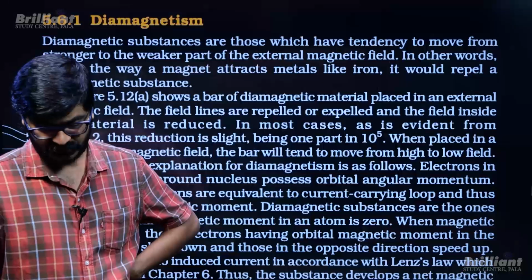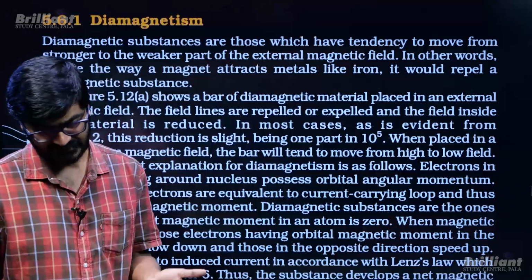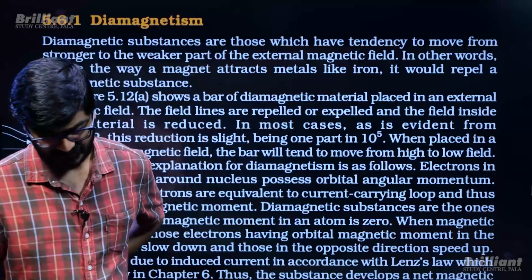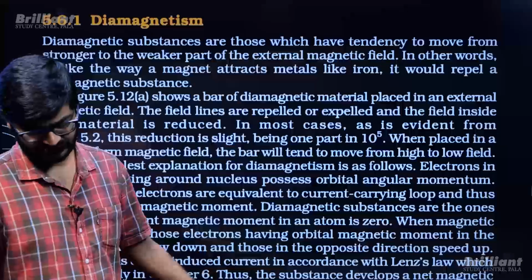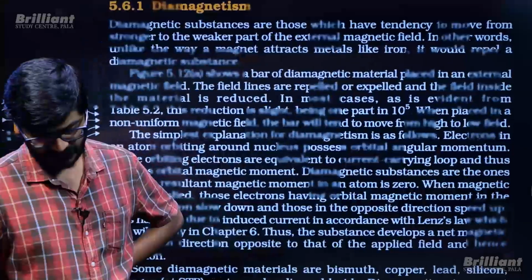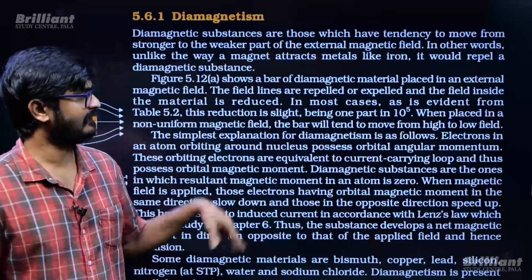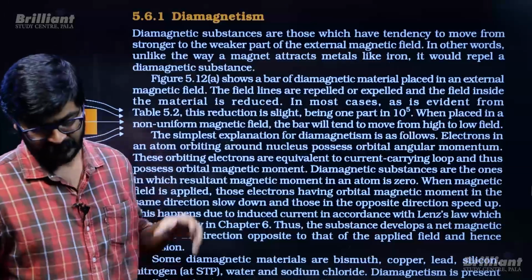Diamagnetic substances are those which have tendency to move from stronger to the weaker part of external magnetic field. In other words, unlike the way a magnet attracts metals like iron, it would repel a diamagnetic substance. That will make sense later. Figure 5.12 shows a bar of diamagnetic material. So I'll read once. You will understand it only when I read it for the second time probably.